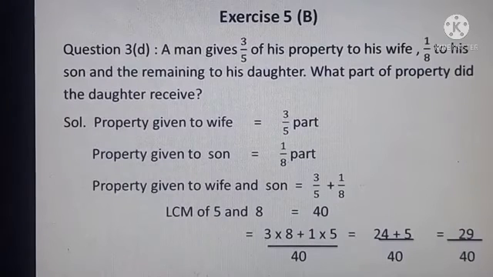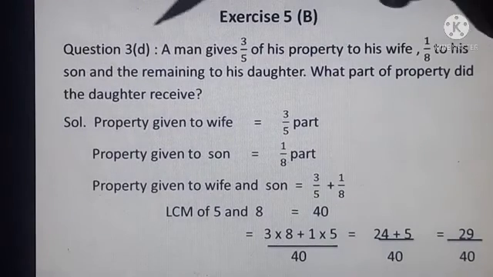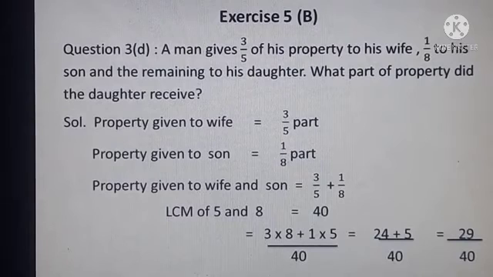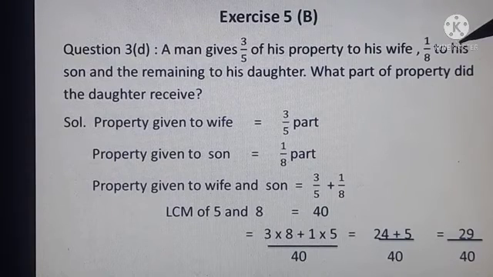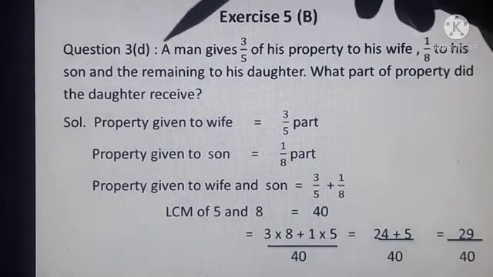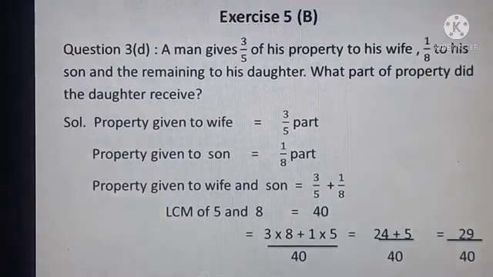Let's start with our exercise 5B. This is our question number 3, D part. A man gives 3/5 of his property to his wife, 1/8 to his son, and the remaining to his daughter. What part of the property did the daughter receive?